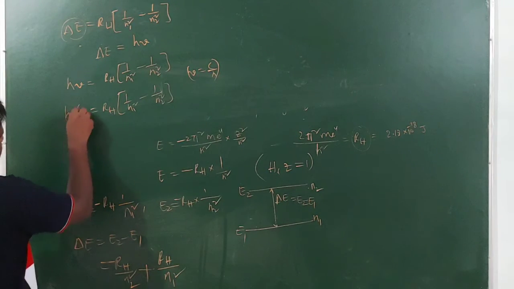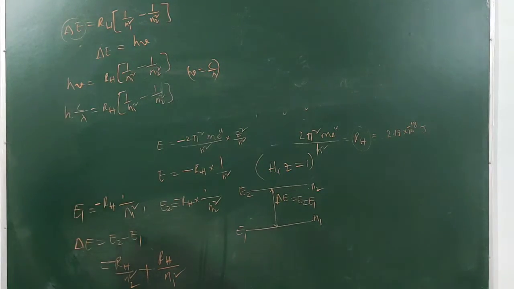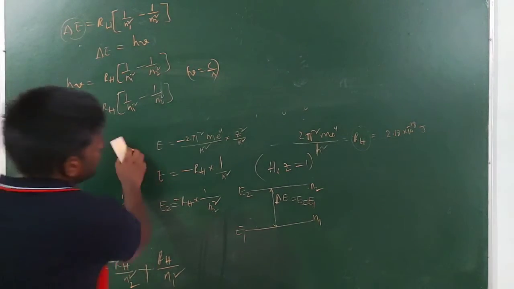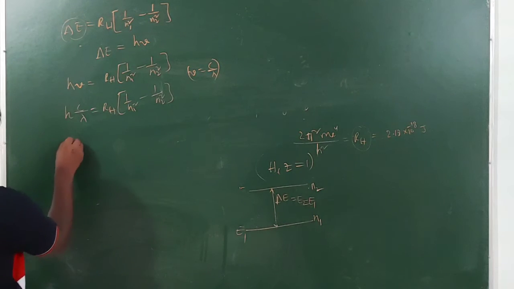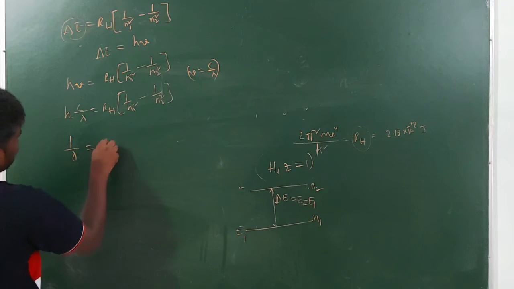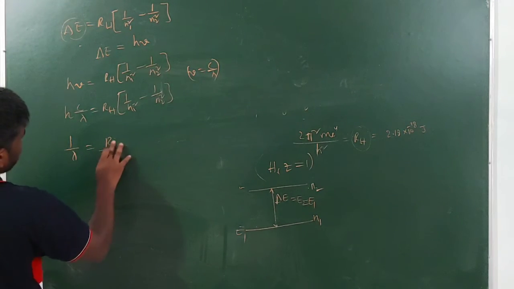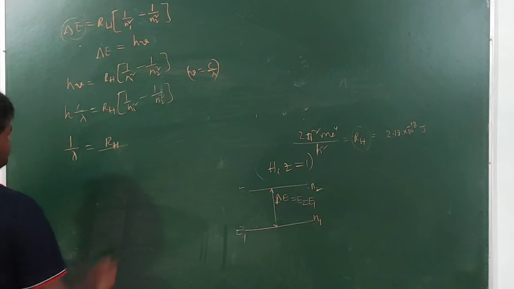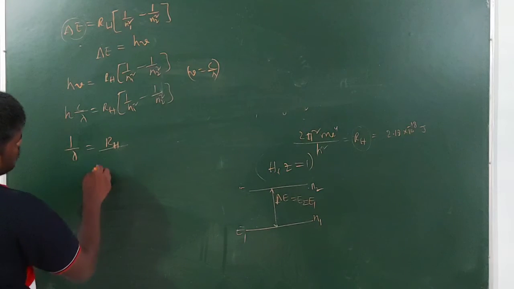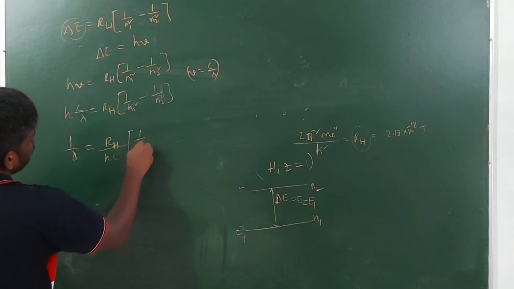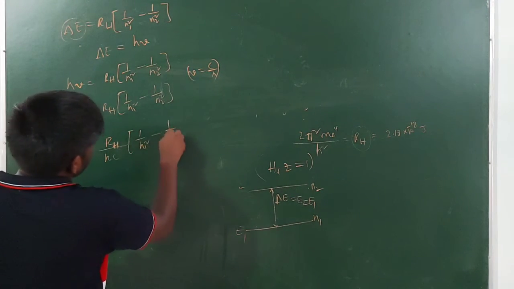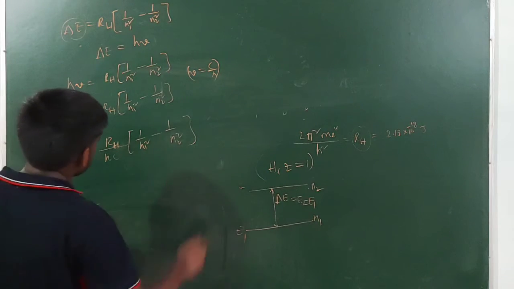Now here h and c, you bring on the right hand side. Then you can get 1 by lambda is equal to RH by, it should be present in the suffix of R, okay, RH by HC into 1 by n1 square minus 1 by n2 square.